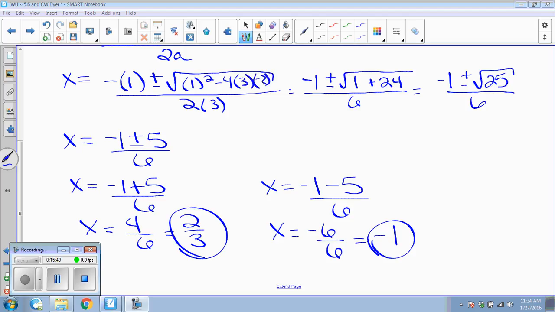If it's, like we just said, if it's positive underneath here, they're 100% going to be real solutions, and there's definitely going to be 2 of them because you have the positive case and the negative case.